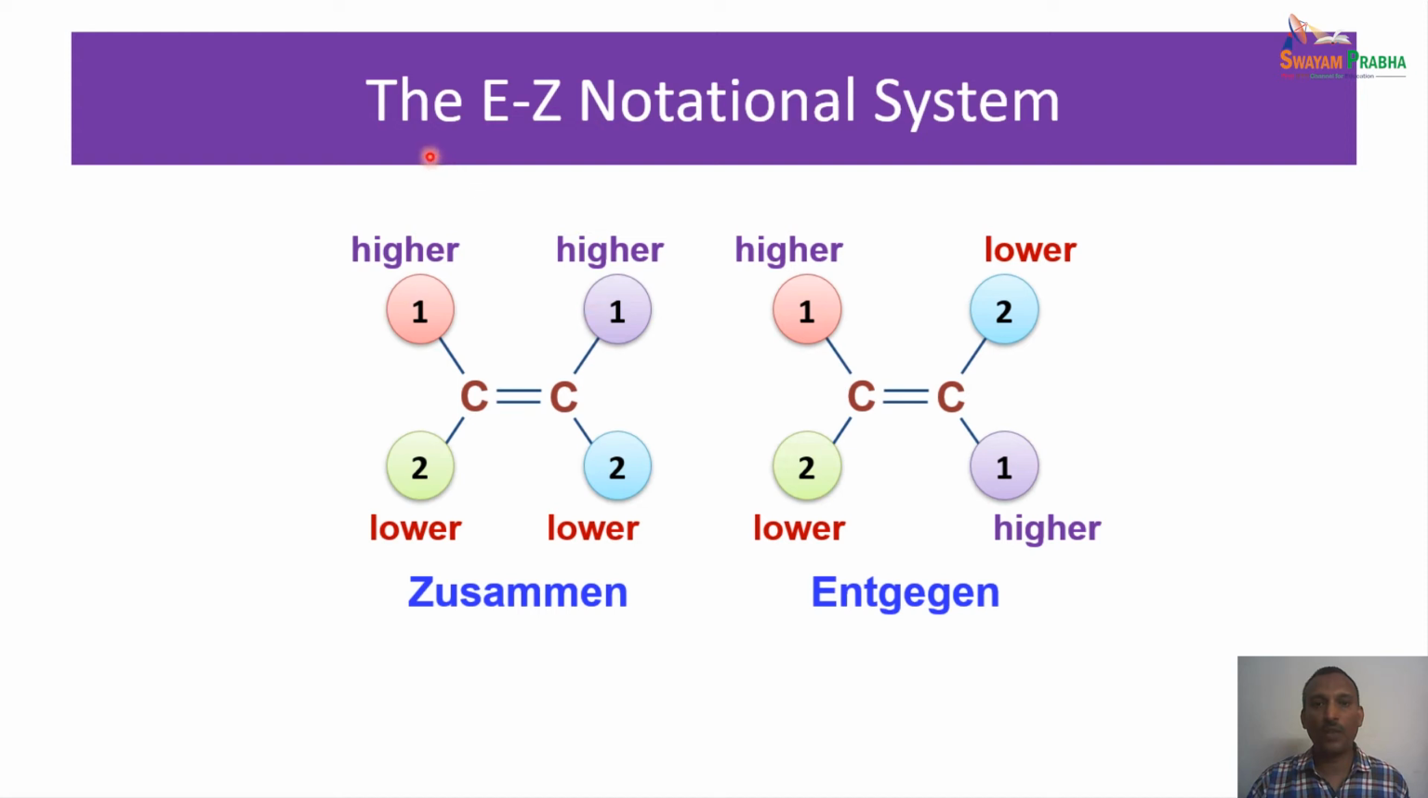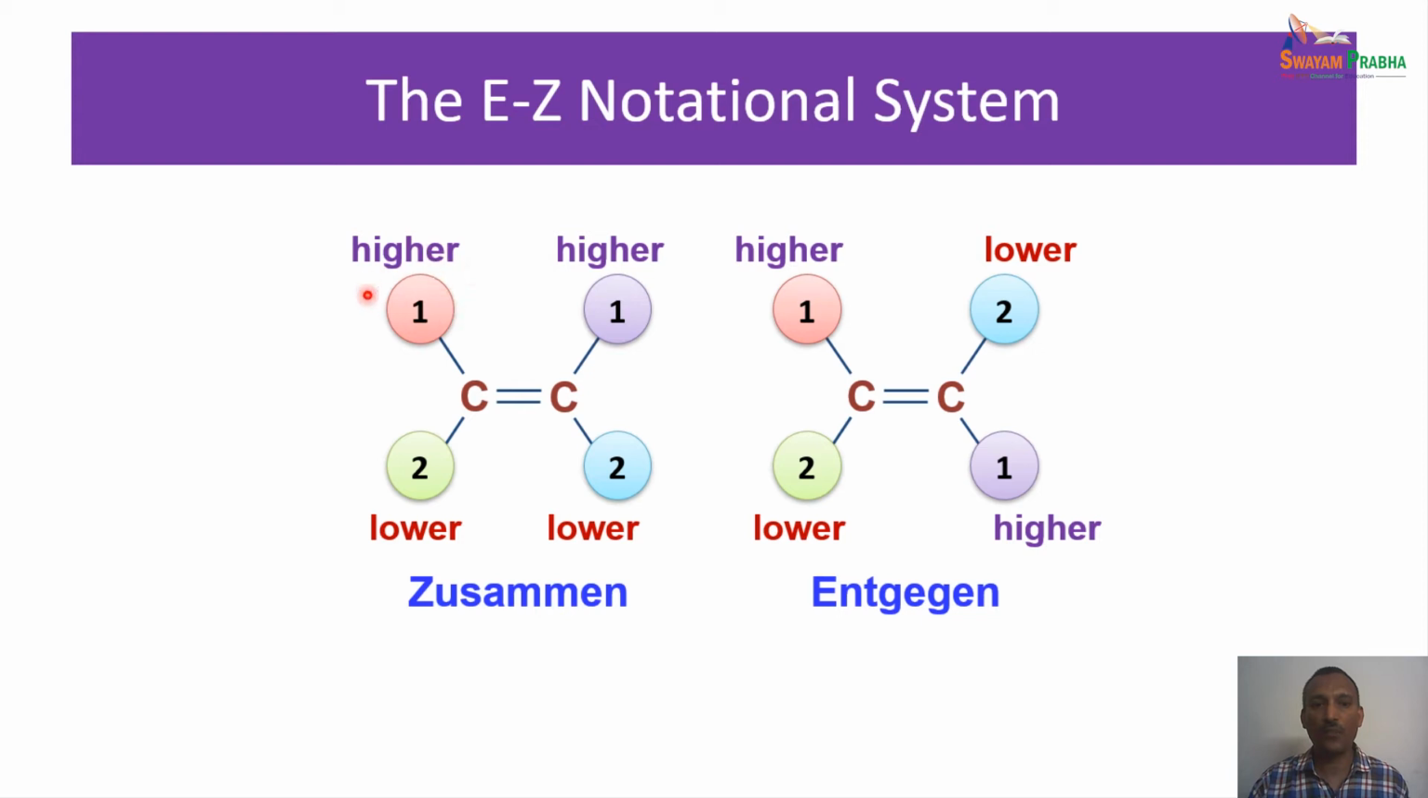So the application of the CIP rule is mainly for the EZ notational system, because with cis trans isomers we had a problem: we were unable to assign the actual configuration for the two isomers. If different groups are present across the double bond, then how do we apply cis trans isomers? Cis trans isomer generally fails if we have to assign configuration for different groups. If we have four different groups, then how do we assign cis trans isomer? It's very difficult. So the EZ nomenclature is introduced for that.